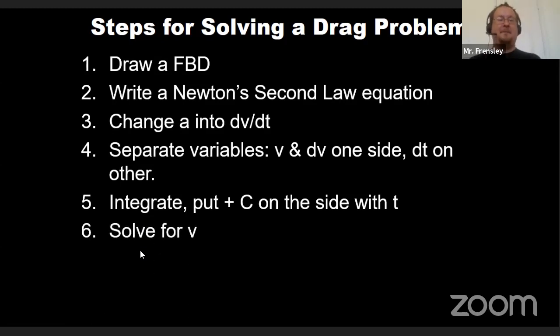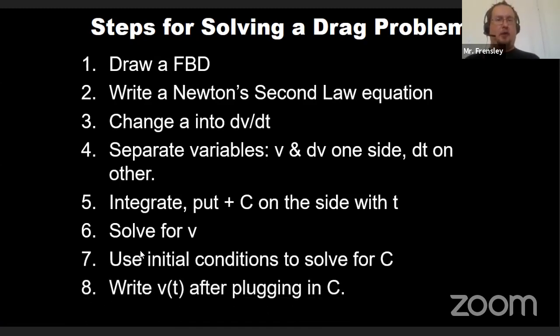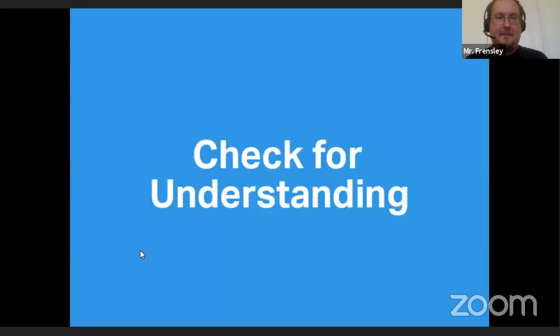Goodbye. You will solve for the velocity, getting v by itself, but there will be a c still on the right side of the equation. So use the initial conditions to solve for the constant c, and then rewrite the velocity equation as a function of time after plugging in the c. Get one step wrong, and you break the chain and screw up the entire answer at the end. Now let's play the missing link.